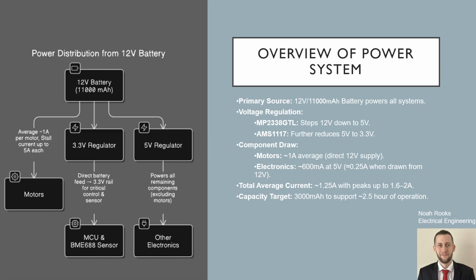We use a 12-volt battery as a central power source, which not only drives our motors directly, but also feeds voltage regulators to supply our sensitive electronics. These electronics will draw roughly 600 milliamps at 5 volts. Each motor has a stall current at 5 amps. However, under normal conditions, we expect to draw around 1 amp, so the motors average about 2 amps in operation.